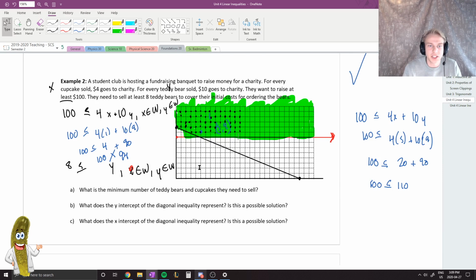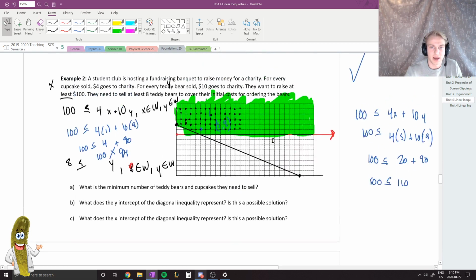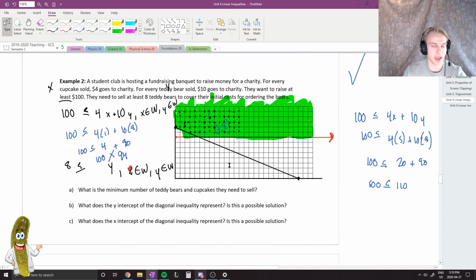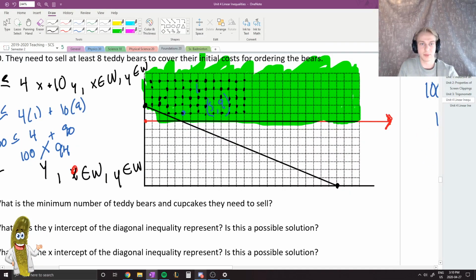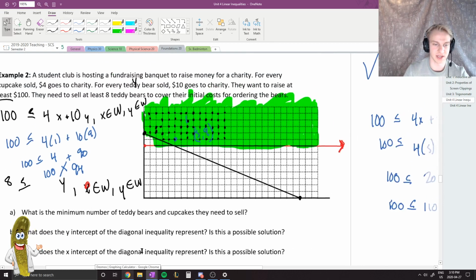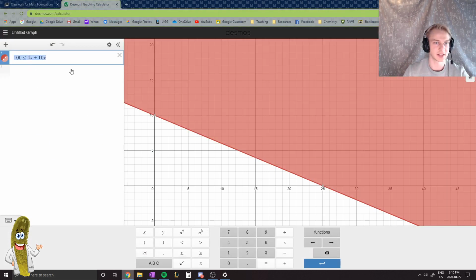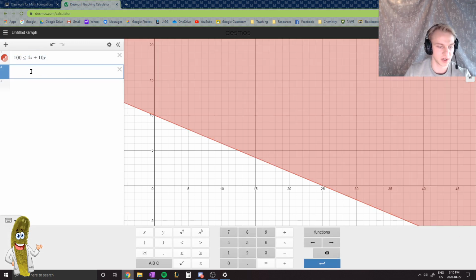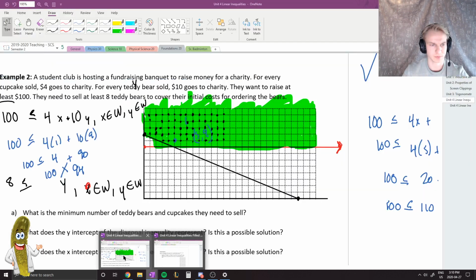So I guess the question that we can kind of ask ourselves here is, what is the minimum number of teddy bears and cupcakes that they need to sell? And what we can do then is look at this bottom line here and say that anything as long as we're above this top line here, we're satisfied with the results of this equation. And I'll graph this in Desmos as well, so it's a little bit neater, so that you can see it. So that was our one equation. The second equation was 8 is less than or equal to, was it y or x? It was y.